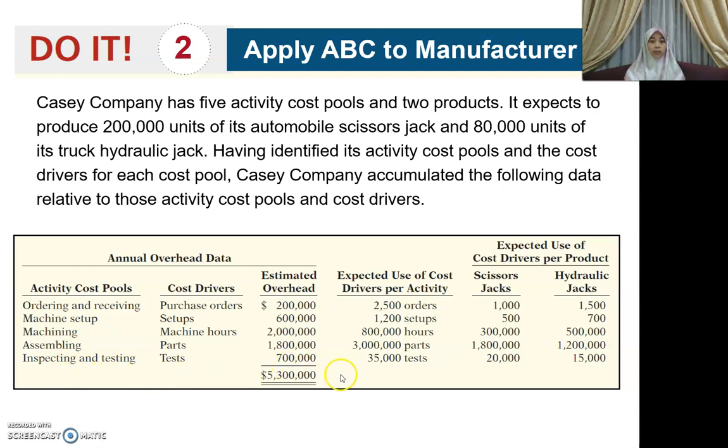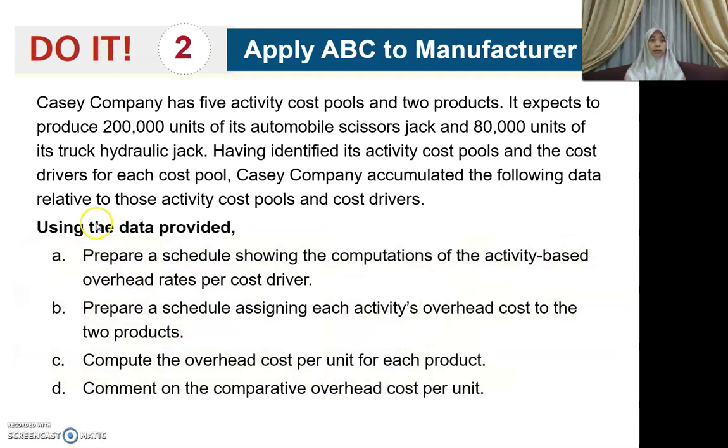So what do you need to do? You are required to prepare a schedule showing the computations of the activity-based overhead rates per cost driver, then prepare a schedule assigning each activity's overhead cost to the 2 products, and then compute the overhead cost per unit for each product and comment on the comparative overhead cost per unit. Let's do it one by one together.